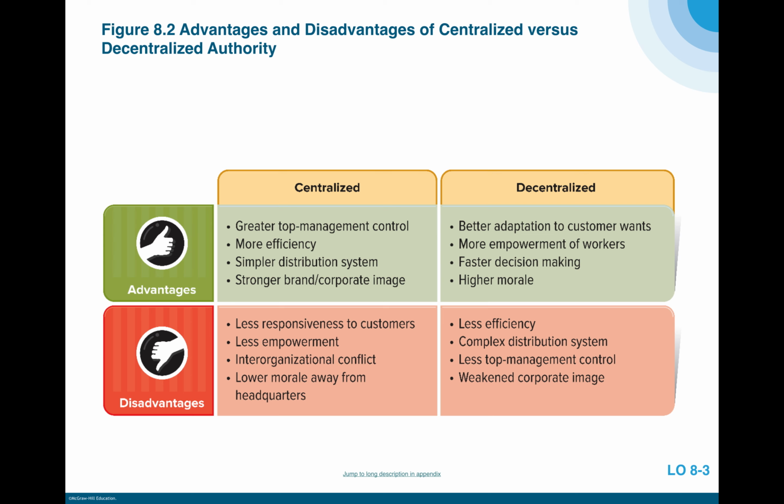But as far as decentralized goes: better adaptation to customers' wants, more empowerment of workers, faster decision making, higher morale. With decentralized, you're not waiting to hear back from top management at the corporate office. You can make your decisions as you go. With that, though, there is less efficiency just because you have different managers making different decisions. Complex distribution system, less top management control, and then a weakened corporate image just because you're not standing united. I mean, you're kind of all over the place.